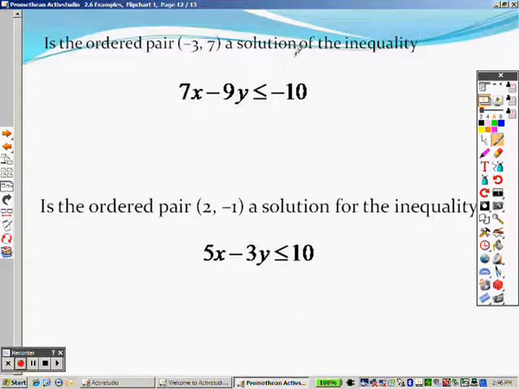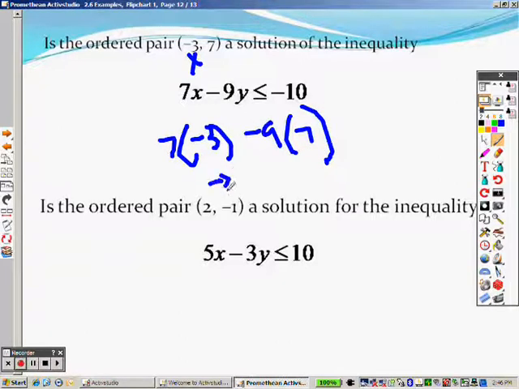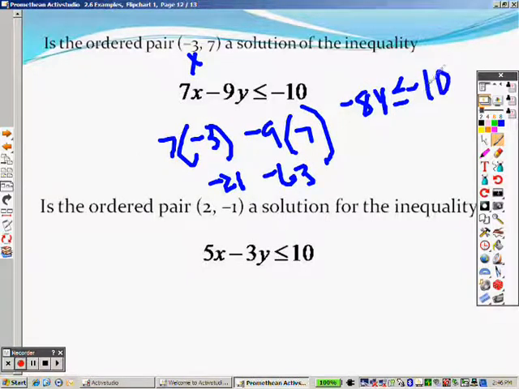In this ordered pair, is it a solution of the inequality? What that means is this is x, so plug that in for x. This is y, so plug that in for y. So we get negative 21 and negative 63, which when we put that together gives us a negative 84. So is negative 84 less than negative 10? That is true.